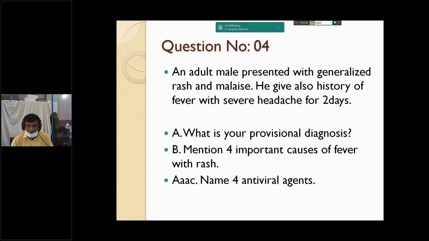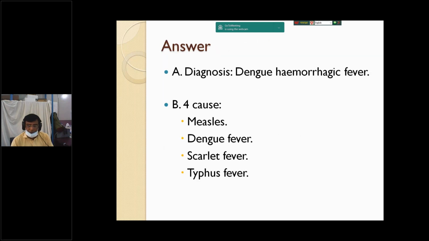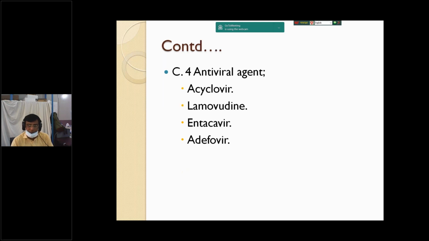And next question was, mention 4 important causes of fever with rash. The causes of rash are measles, dengue fever, scarlet fever, typhus fever. These are the diseases causing fever with rash. And 4 antiviral drugs: acyclovir, lamivudine, entecavir, and adefovir. These are the commonly used antiviral drugs.